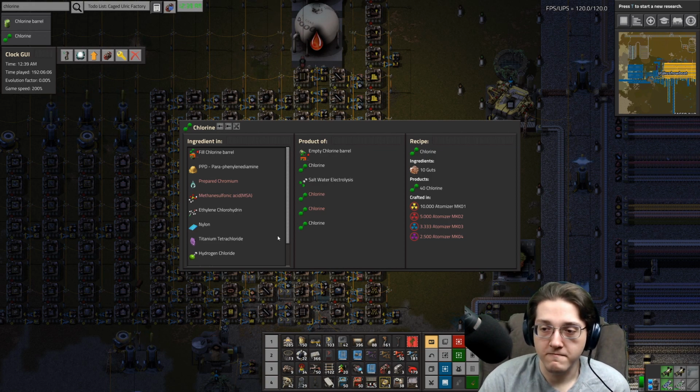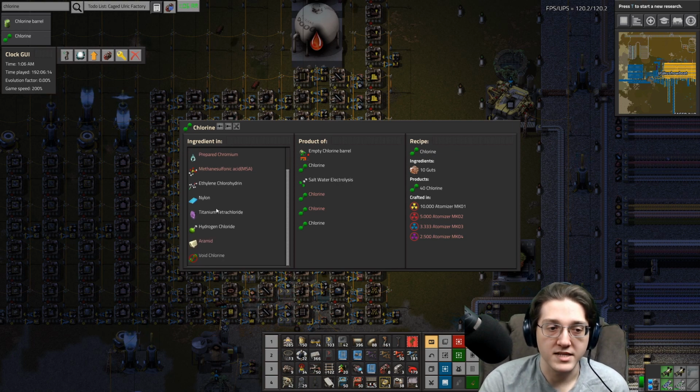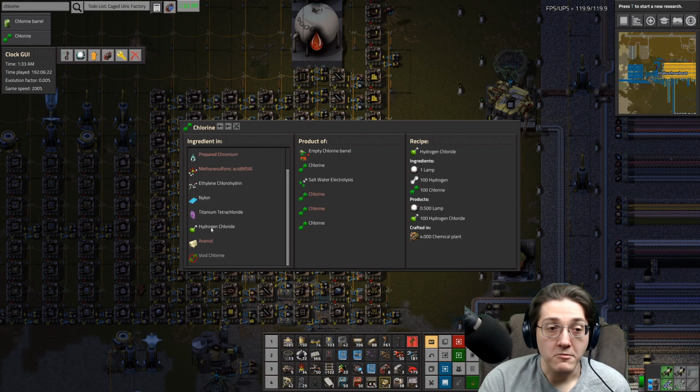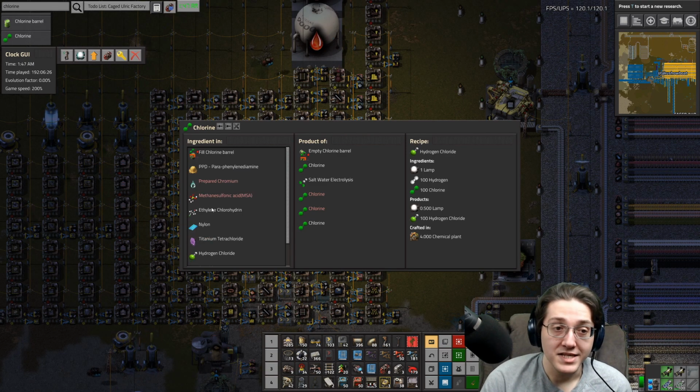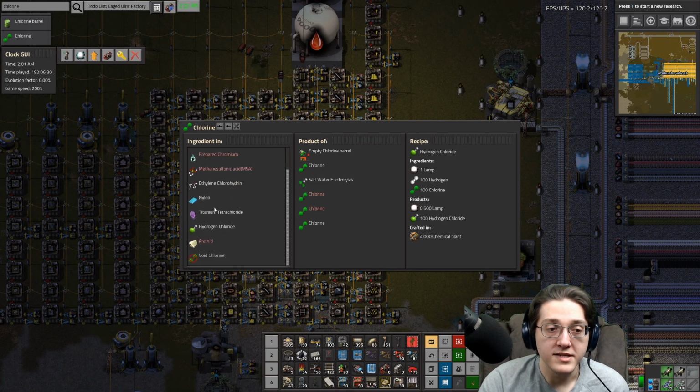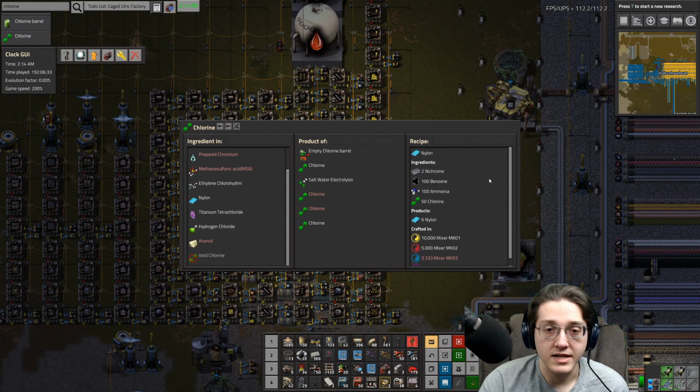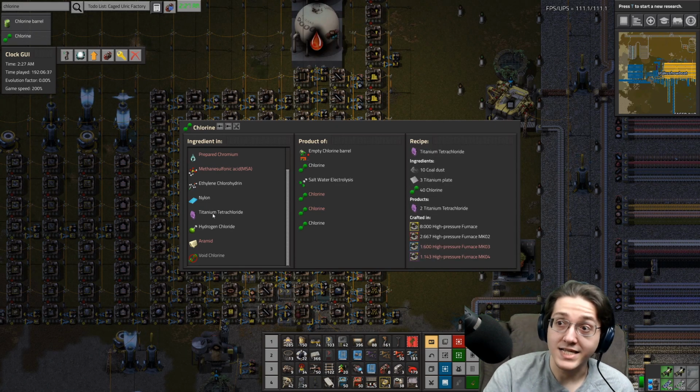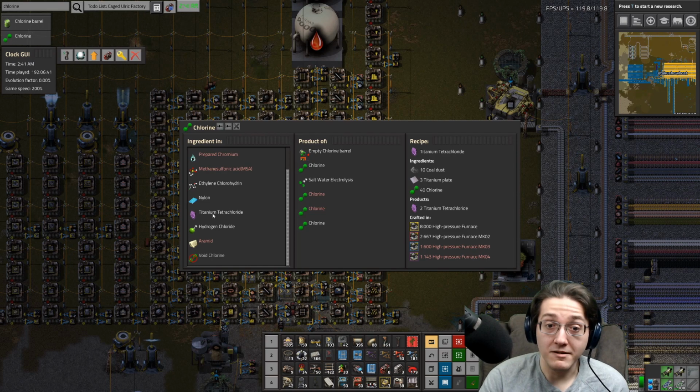Yes, methanol for refined exists. That's the other way. But I'm going to be needing all these things anyway. So even if I do things in alternative ways, I'm going to need gasoline, by the way, at some point.